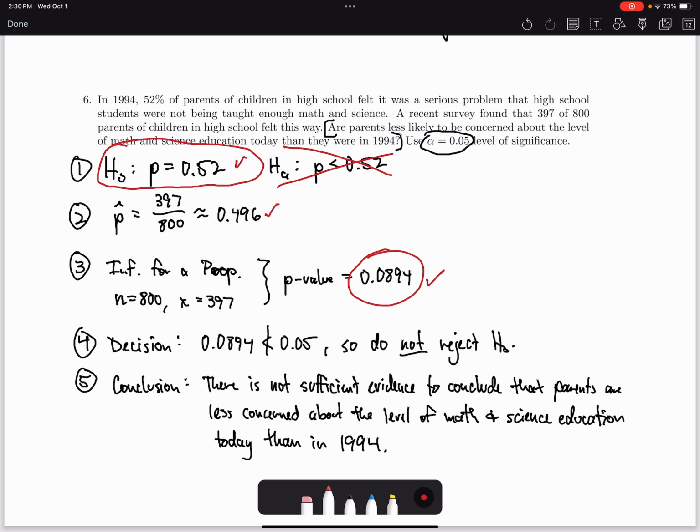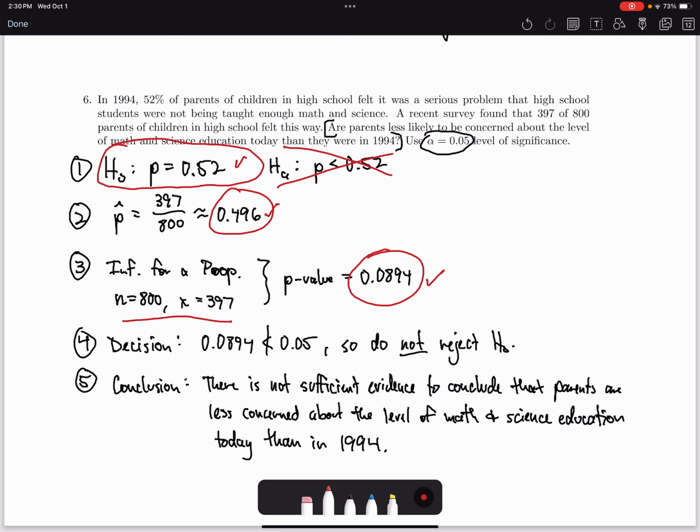Now, I want to be very clear. I'm not saying that there's no evidence to support the alternative. I'm just saying it's not sufficient, right? There is some evidence to support the alternative. Our sample proportion was smaller than 52%. So there's some evidence, but it's not sufficient, right? There's not sufficient evidence to conclude that parents are less likely to be concerned.